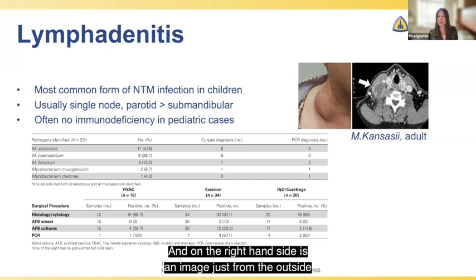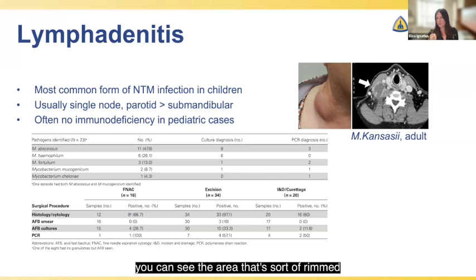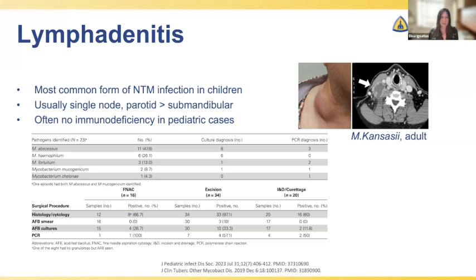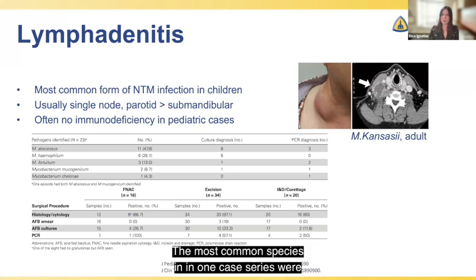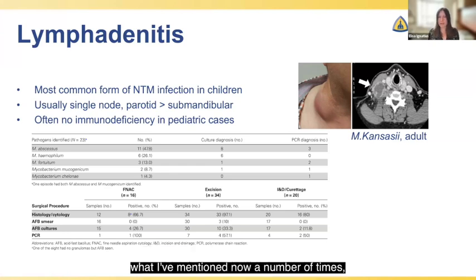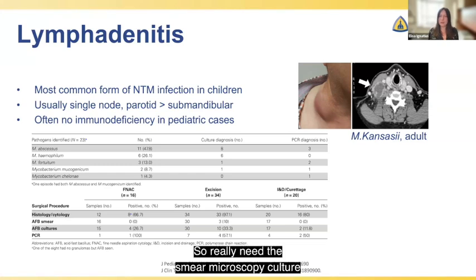And on the right-hand side is an image just from the outside where you can see the enlarged lymph nodes, and then that same patient with a cross-sectional CT, you can see the area that's rimmed, as the arrow is pointing to it, rimmed in white and darker on the inside. The most common species in one case series were abscessus, Mycobacterium haemophilum, Mycobacterium fortuitum. And again, on the bottom, it highlights what I've mentioned a number of times, which is the challenge with diagnosis. So you really need the smear microscopy, culture, and pathology in order to make this diagnosis.